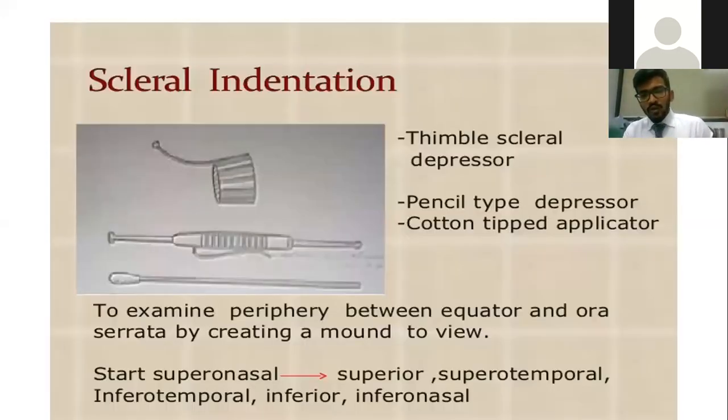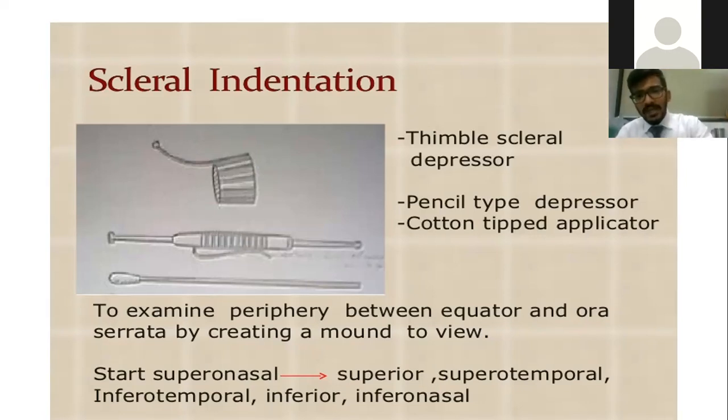Indentation is very useful to see the peripheral lesions. Ideally, every patient should be indented, but obviously in a busy OPD you might not be able to do it. But in a high myope, in an RD patient, use the indenter, start getting a hang of it. There are two main types of indenters. One is a thimble scleral depressor, which you can put on the thumb or the index finger. Index finger, you put it and then you indent the sclera.